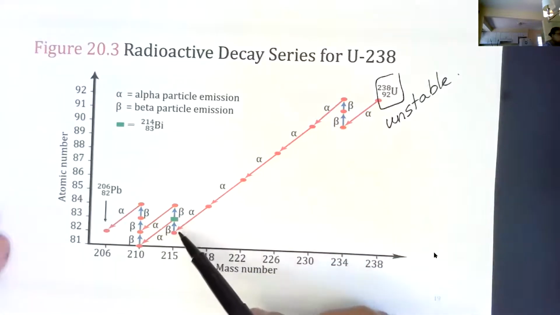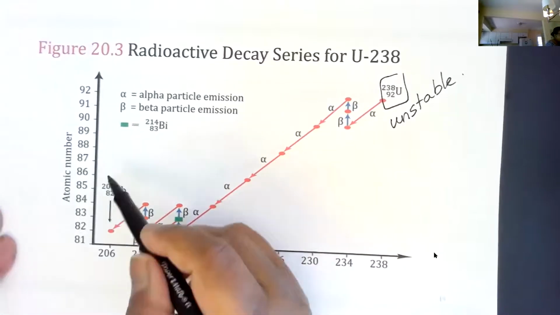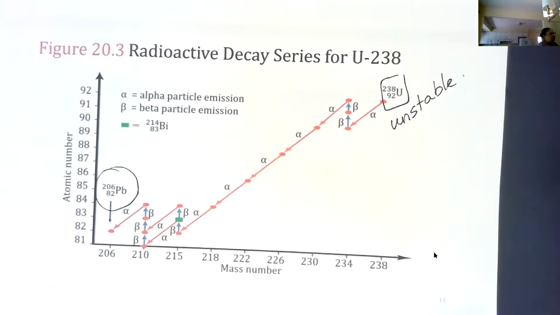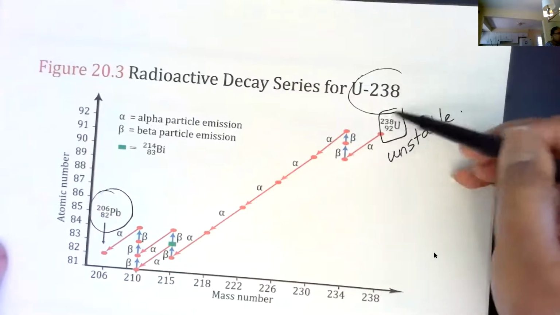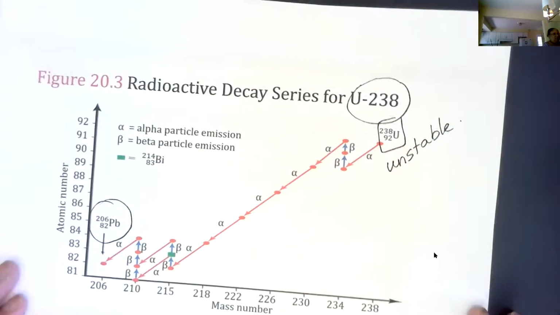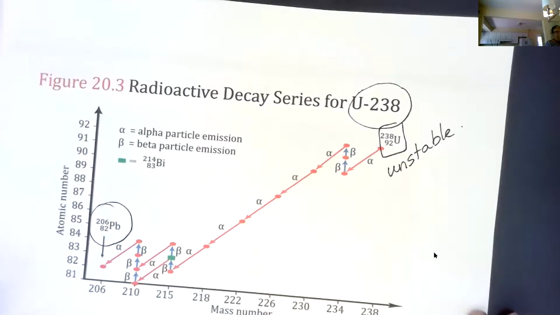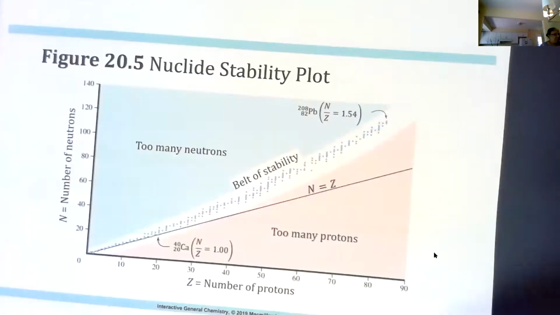Look at all these changes. And then ultimately, it's like, okay, I've reached lead. And that's where it stops. So anything above lead 82 in the periodic table is unstable. So this is called a radioactive decay series, and you can show something like this for every radioactive isotope. Got that?